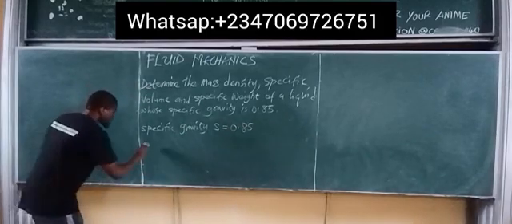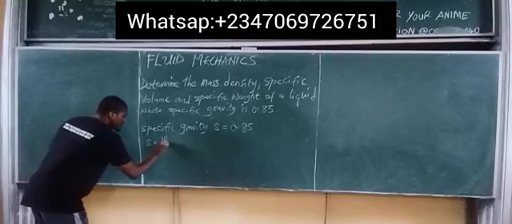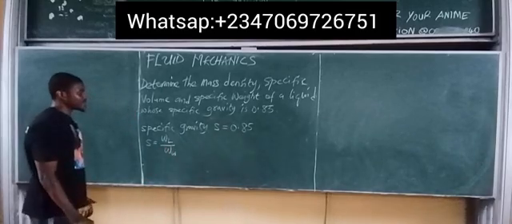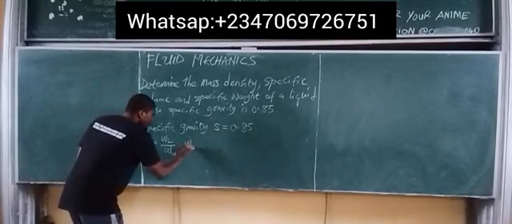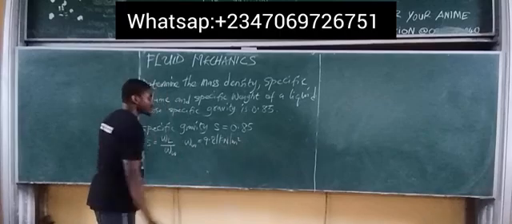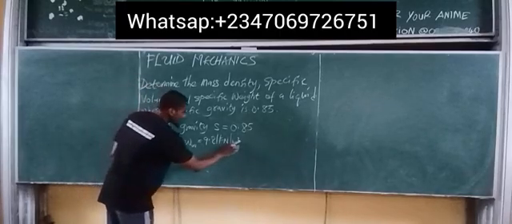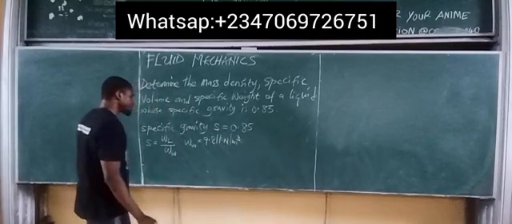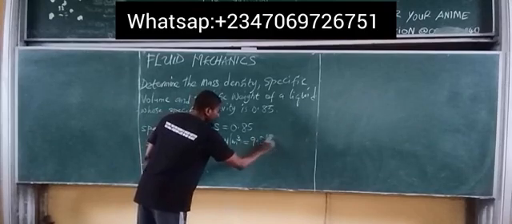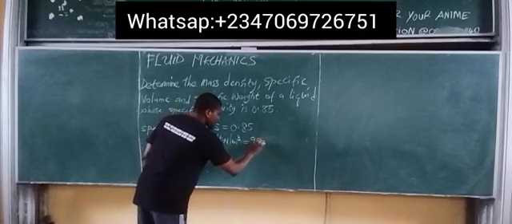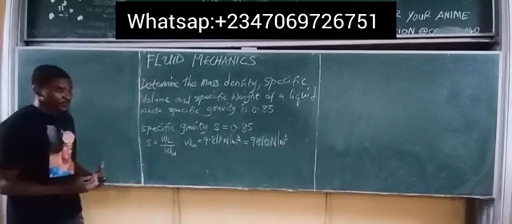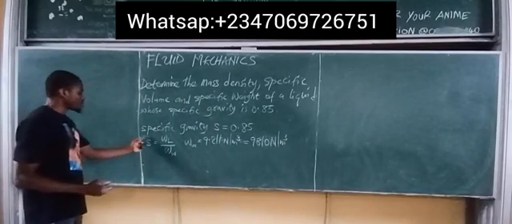Now recall we said earlier that specific gravity S is simply the specific weight of every liquid all over the specific weight of pure water. And for the sake of calculation, the specific weight of pure water is simply given as 9.81 kilonewtons per meter cube, and this can simply be written as 9810 newtons per meter cube. So this is simply the specific weight of pure water. So this term is known. Of course, specific gravity of the liquid is known.